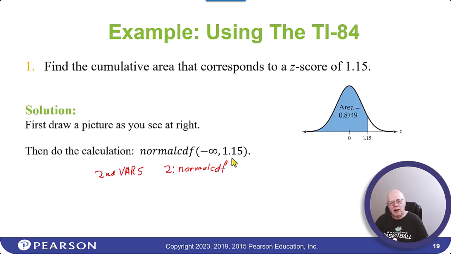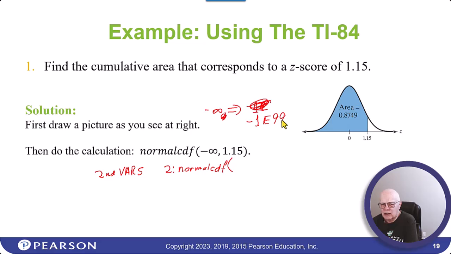Well, negative infinity, you have a couple of options. The first option is to simulate negative infinity. You can put in negative 1 E 99. And that looks weird. First of all, what does this mean? It means negative 1 times 10 to the 99th power. That is pretty big, and it's negative. So for all intents and purposes, this is negative infinity.